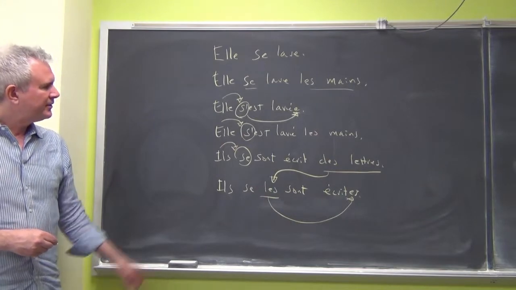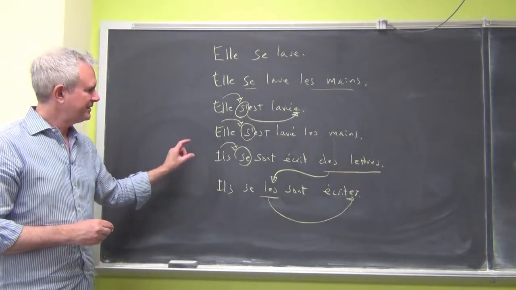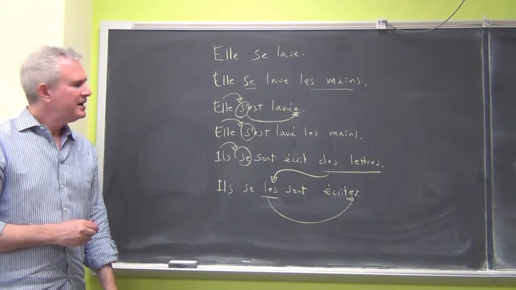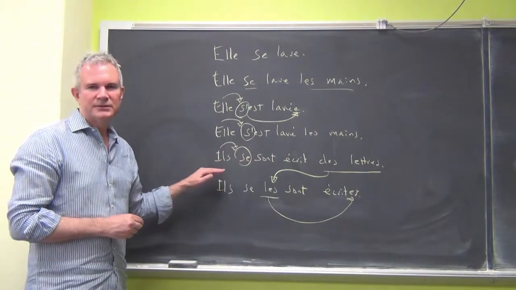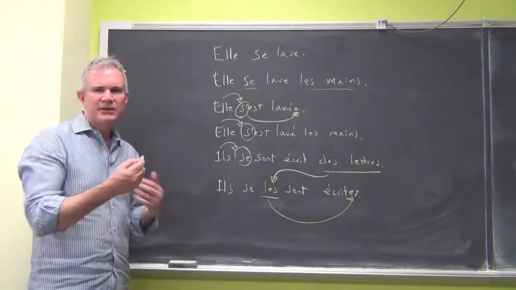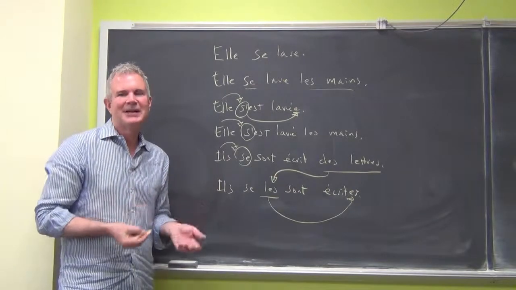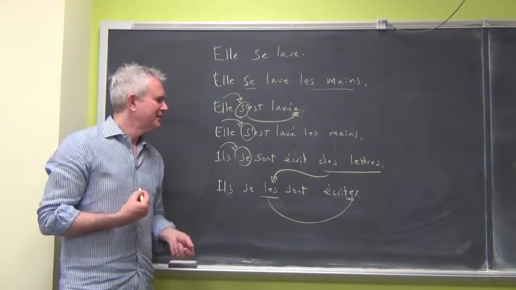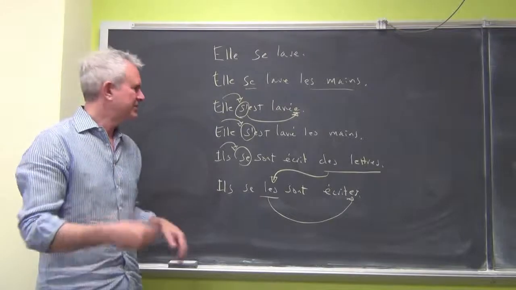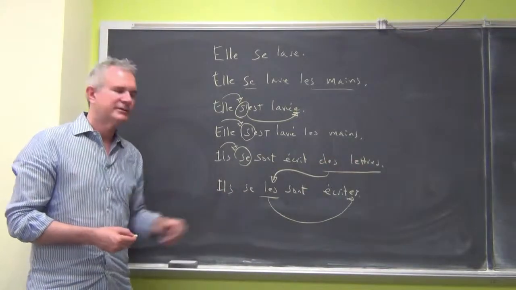And the one other point that I want to make about this particular sentence is that when you have a plural subject in reflexive verbs, it can often mean reciprocal action. They did something to each other. It's not like everybody wrote him or herself individually a letter. It's they wrote to each other. Ils se sont écrit des lettres. They wrote letters to each other.